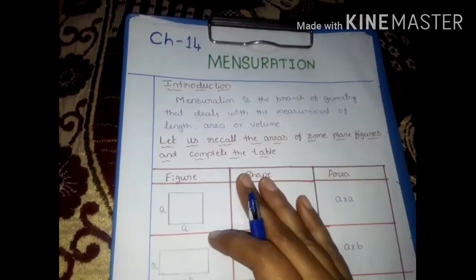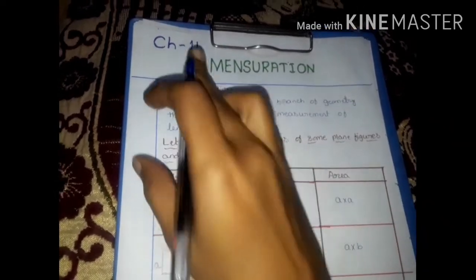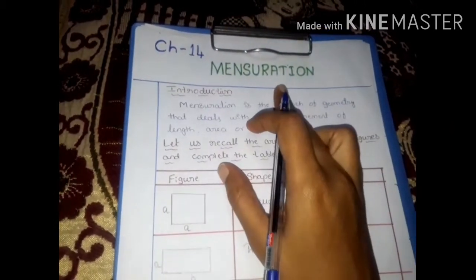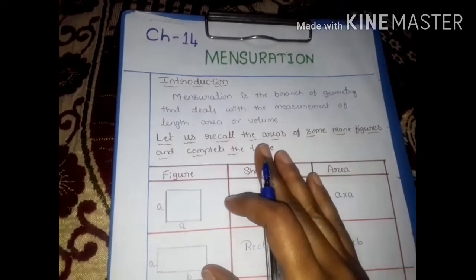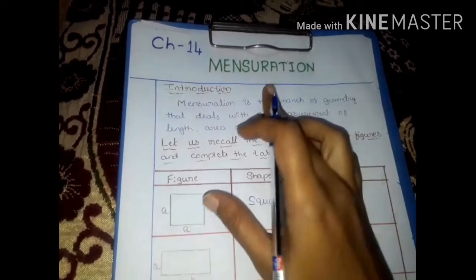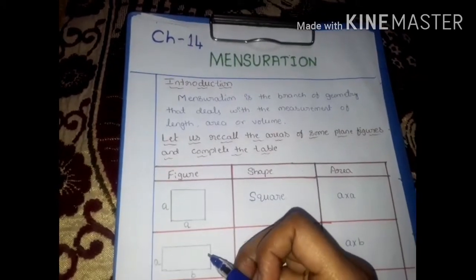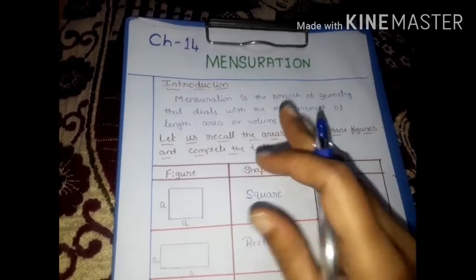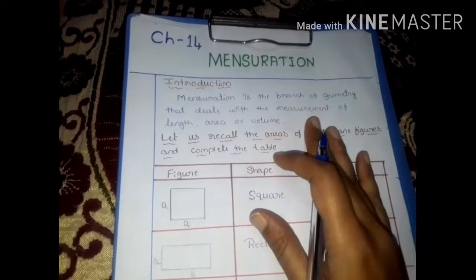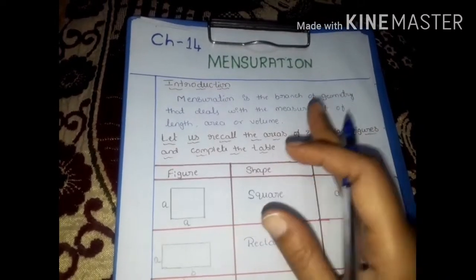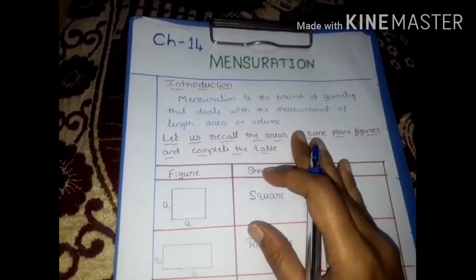Today we are here to start a new chapter, that is chapter 14, mensuration. In this video we are going to learn an introduction to mensuration and also we are going to solve worksheet 1. In this chapter a total of 9 worksheets are there. We are going to solve them one by one.